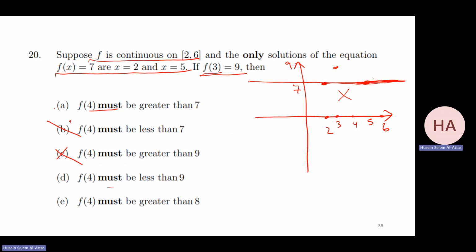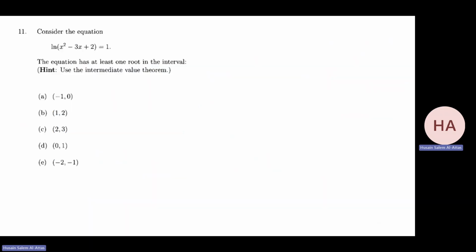The point is he's saying must. No, it cannot be must. Must be greater than 8? Also, this is wrong. If this is 8, I can do something like this, where at 4, the line will not cross it. So this is also wrong. So this is the only solution. For sure, f of 4 must be greater than 7. I think the graph explains it.